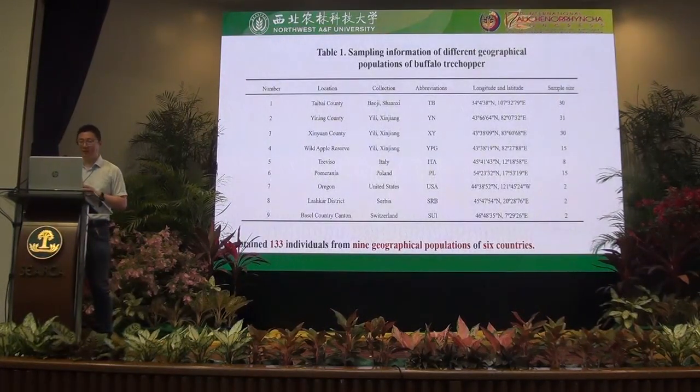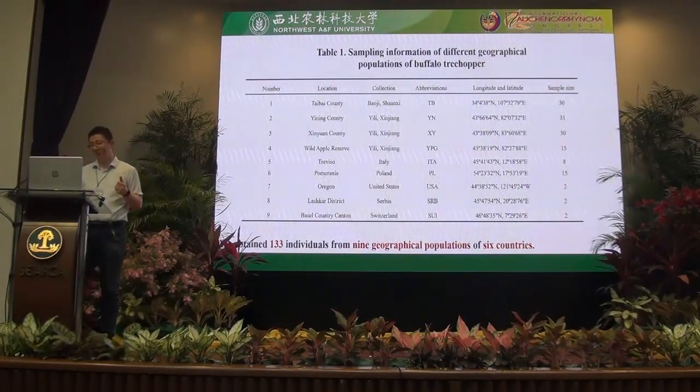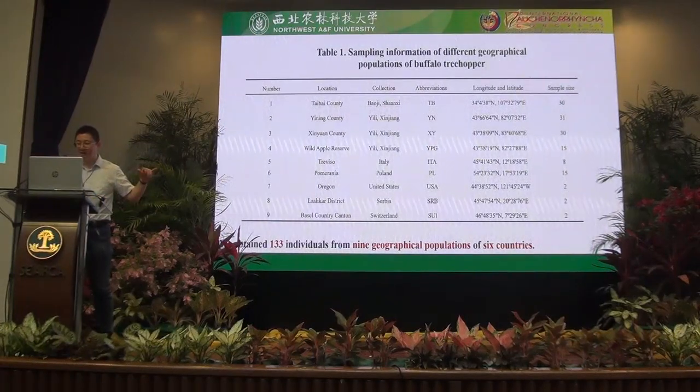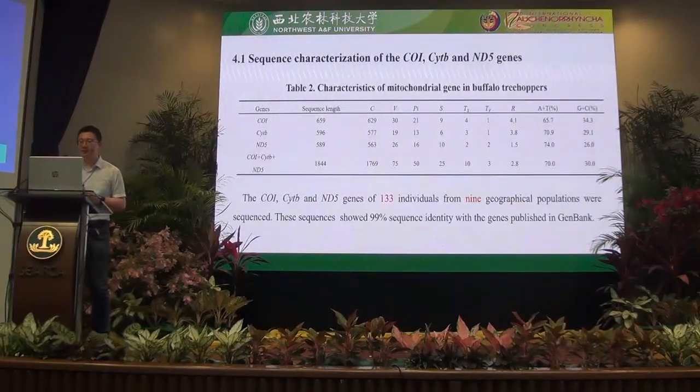And this is part one. We obtained 133 individuals from nine geographical populations of six countries, including China, Italy, Poland, Estonia, Serbia, and Switzerland. And this table is for the characters of the mitochondrial genes in this study. Here we use three genes of 133 individuals from nine geographical populations. These sequences showed 99% sequence identity with the genes published in GenBank.